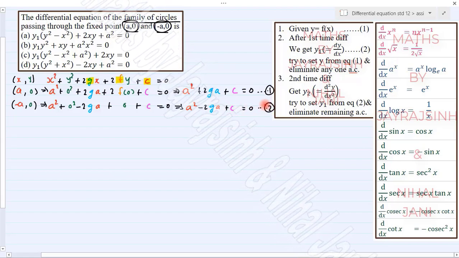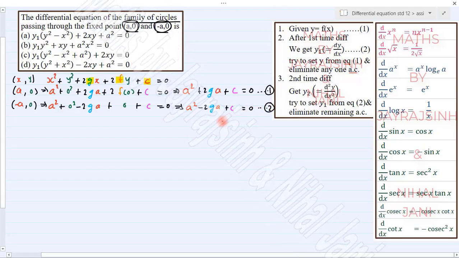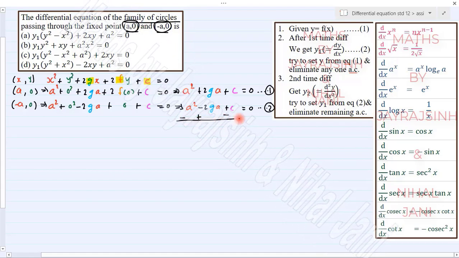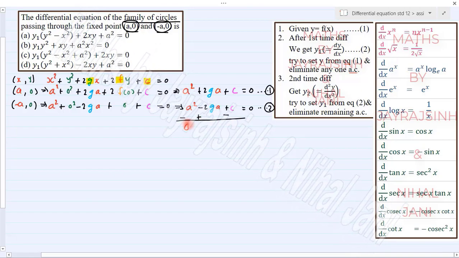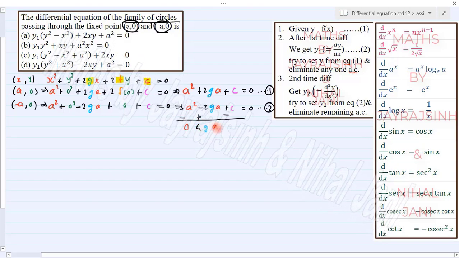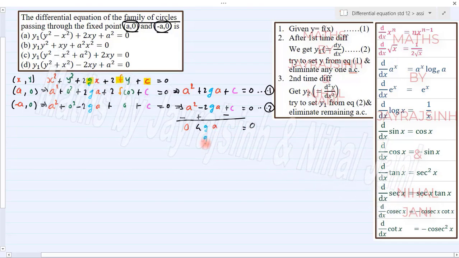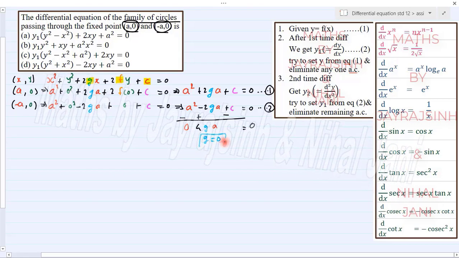Let's say this is your equation number 2. Now, if we try to solve by taking the difference between these two equations, we will get a square minus a square, which gives us 0. 2ga plus 2ga will give us 4ga, and c minus c will become 0. So here 4 and a are not 0, so we can say your g must be 0.